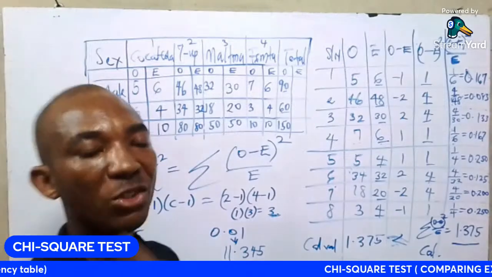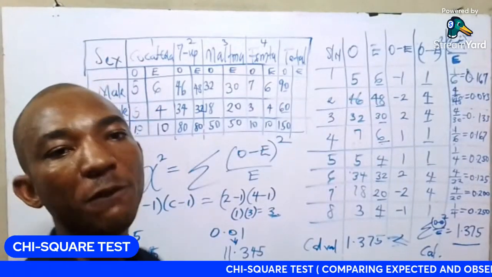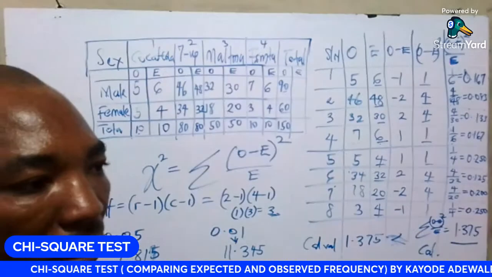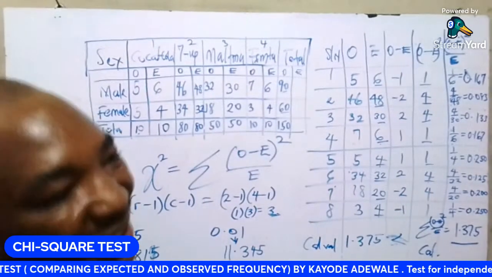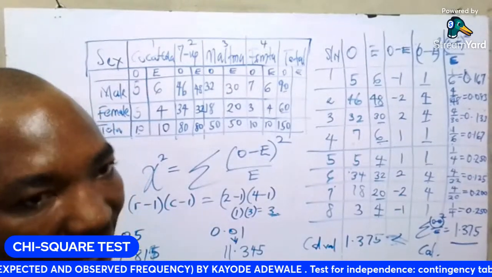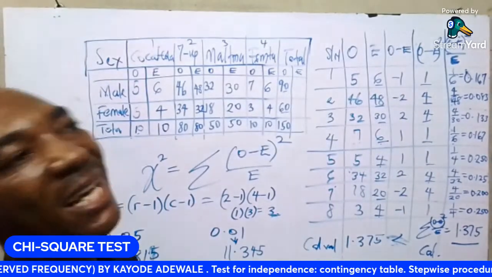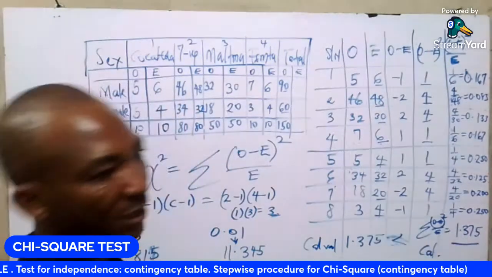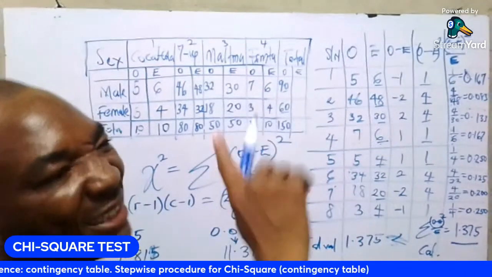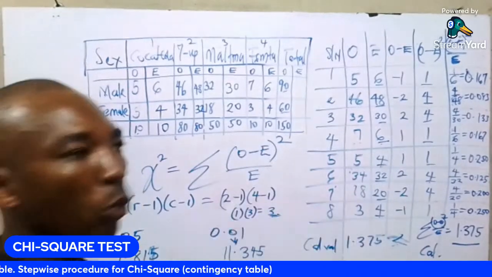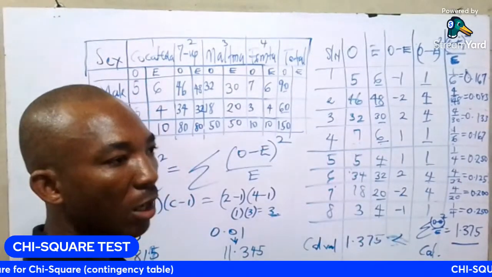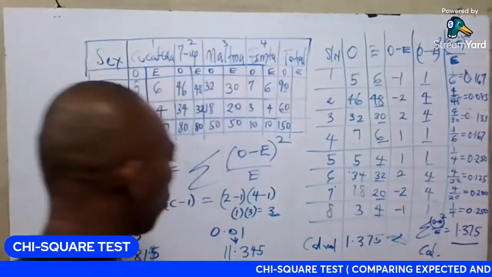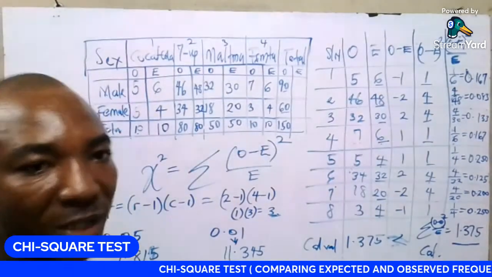And of course, you remember the null hypothesis is the negative hypothesis that always says there is no significant difference. The alternative is there is. So before you can say there is no, your calculated value must be lesser than the table value. Before you can say there is, your calculated value must be greater than the critical value. I hope you got that now.